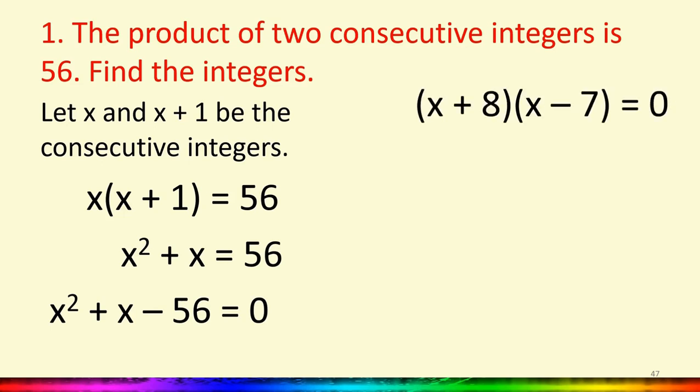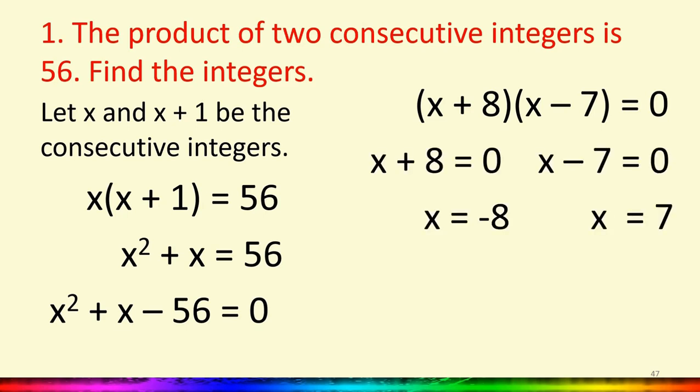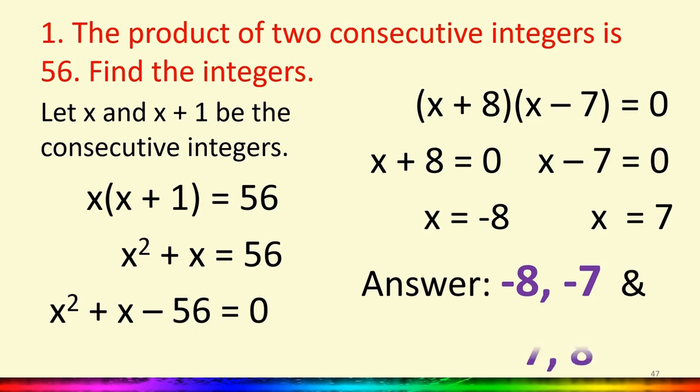The factors of negative 56 that when you add give 1, you will get the quantity of x plus 8 times the quantity of x minus 7 equals 0. Solve for x, we have negative 8 and 7. So the answers are negative 8 and negative 7, and 7 and 8. Did you get the correct answer?